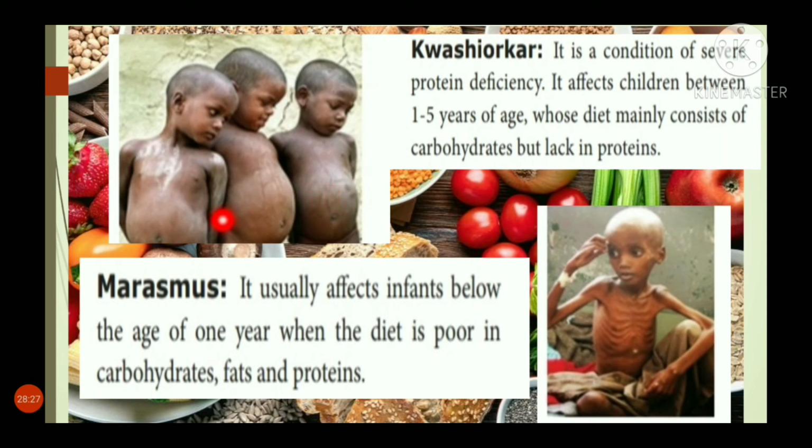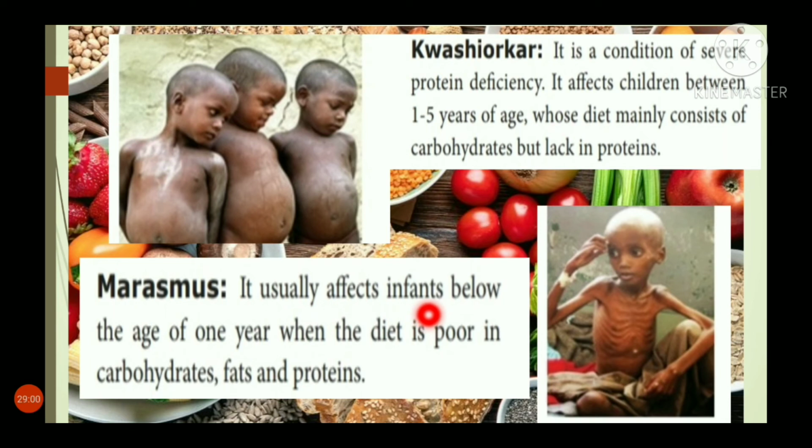It affects children between 1 to 5 years of age whose diet mainly consists of carbohydrates but lacks proteins. They have food with a larger amount of carbohydrates, but they don't have food containing proteins. So when they don't have proteins in their body, this disease affects children of 1 to 5 years of age. Marasmus usually affects infants.